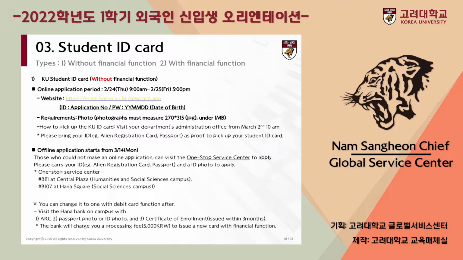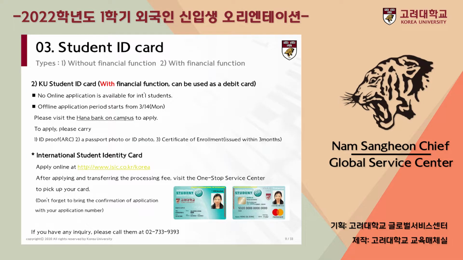You must go visit the One-Stop Service Center in person to apply with your ID and passport or ID photo of yourself. If you'd like to apply for a student ID card with financial function, you first need your ARC issued. You can use your student ID card as a debit card here if you add on the financial function. And you need to go to KEB Hana Bank located on our campus to apply when the semester begins.